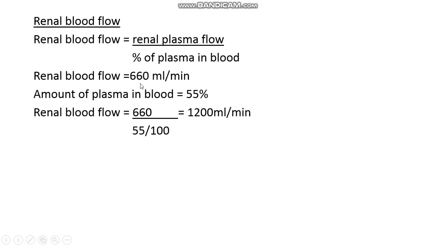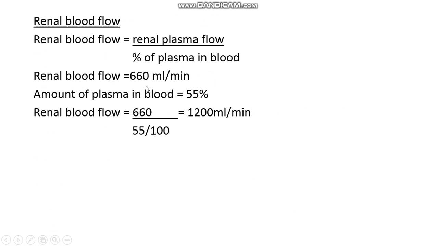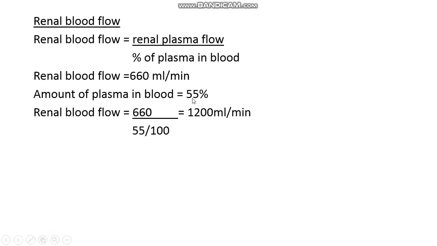The renal plasma flow is 660 ml per minute, that we have calculated here, and the amount of plasma in blood, as we have seen, is 55%. So with the help of the equation, the renal plasma flow is 660 ml per minute and the percentage of plasma in blood is 55%, that means 55 divided by 100. Solving this problem, we will get 1200 ml per minute. By this way we can calculate the renal blood flow.